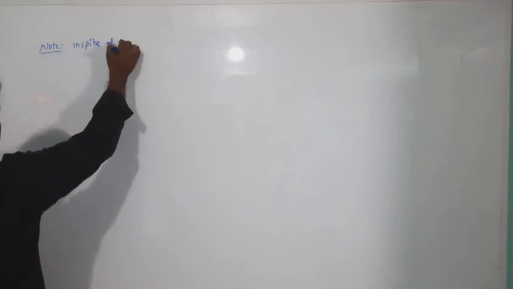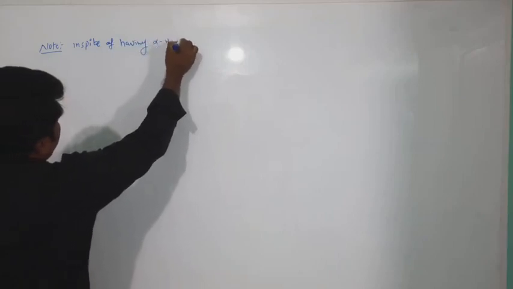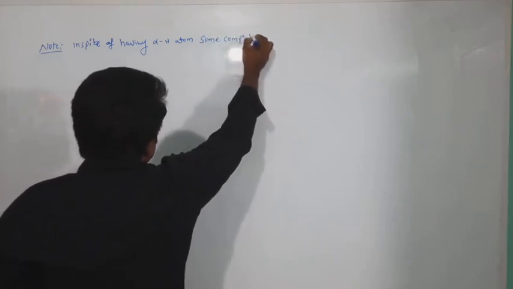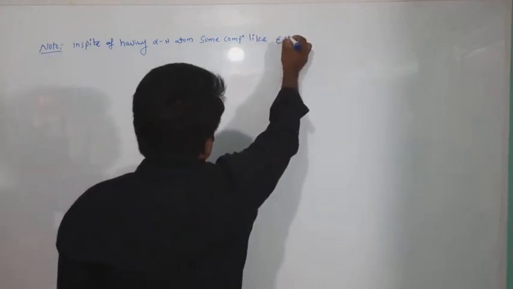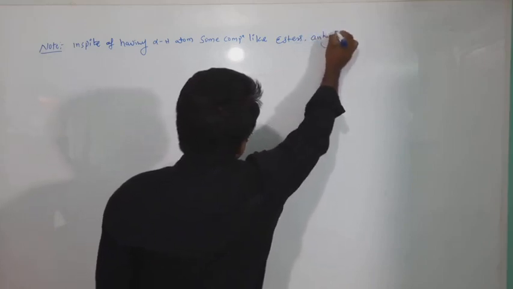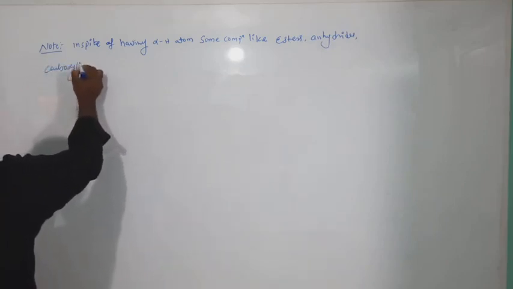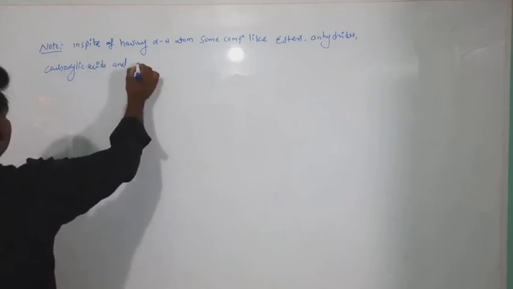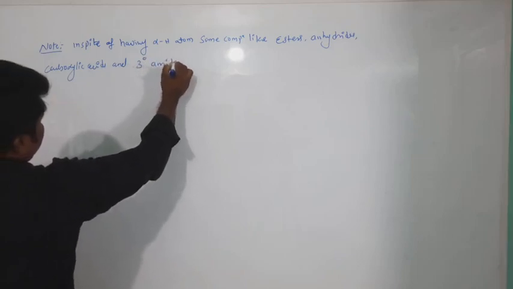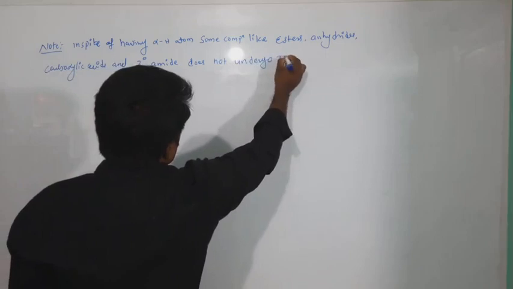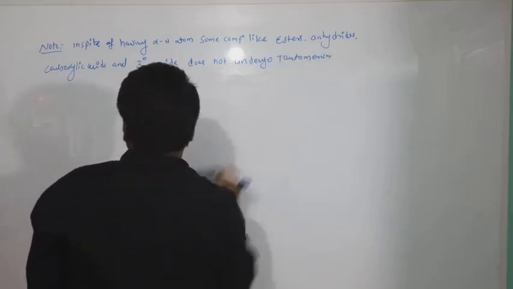See here, in spite of having the alpha hydrogen atom, some compounds like esters, anhydrides, carboxylic acids and tertiary amides do not undergo tautomerism. See here, why I am explaining here.